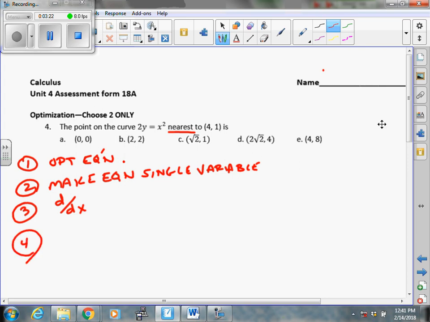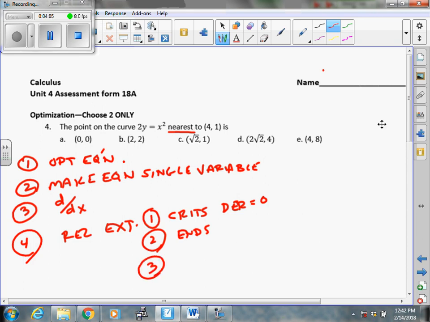4 is, well, maximize steps or optimization, or find your relative extreme steps, which are step 1, crits. That's when you set the derivative equal to 0. 2, intervals or ends. Now, most of these optimization questions are applied, so you don't need that.